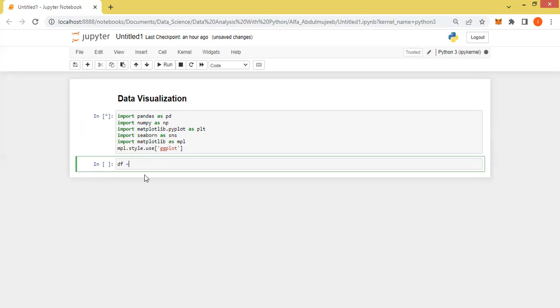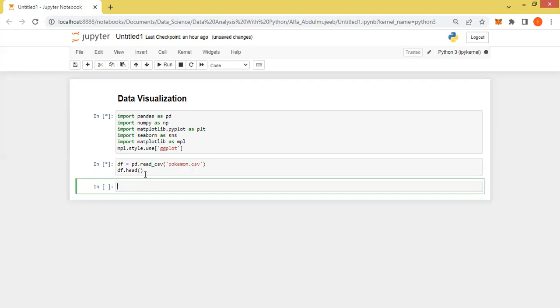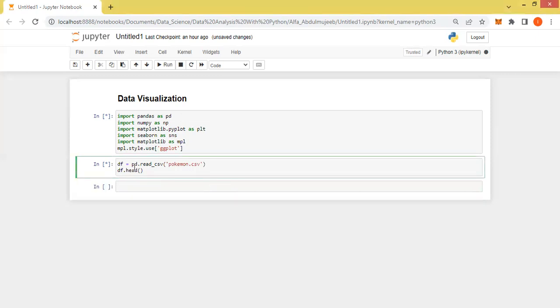Okay, let's say df equals, I have a data and the name of the data is pokemon.csv. So let's visualize the data. Let's print the head of the data and see what we have. So it's loading. So let's see this.